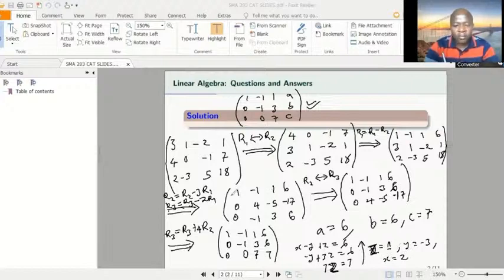And that is what this question wanted. The question wanted you first of all to reduce this matrix to echelon form, and after reducing to echelon form, find the values of A, B, and C, which we found to be 6, 6, and 7. And then after that, find the values of x, y, and z. Now, let's look at the next question.